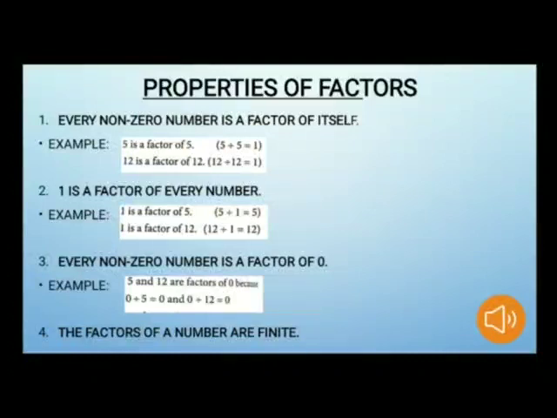Dear students, you need to remember that a factor of a given number is always less than or equal to the given number, but a multiple is always greater than or equal to the given number.